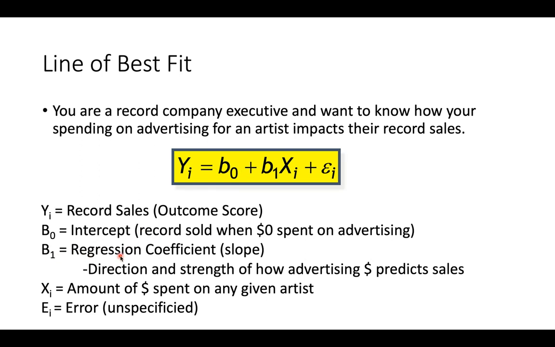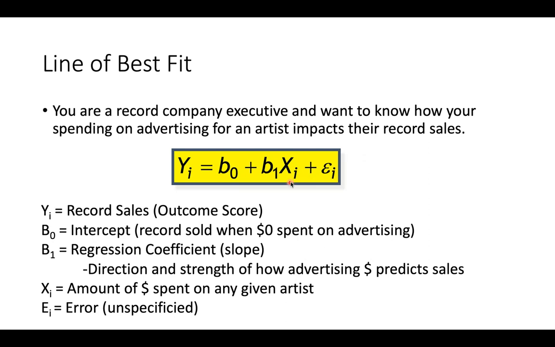B sub 1 is what we call our regression coefficient. This defines the relationship between advertising dollars and sales, right? This is the thing that is going to tell us, for every dollar in advertising, how many record sales do I get back? Or for every $1,000 in advertising, how many record sales do I get back? This is the slope of our line.